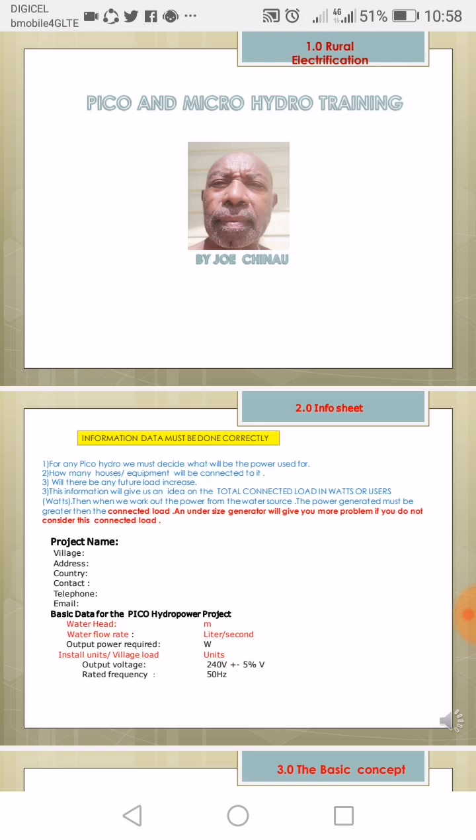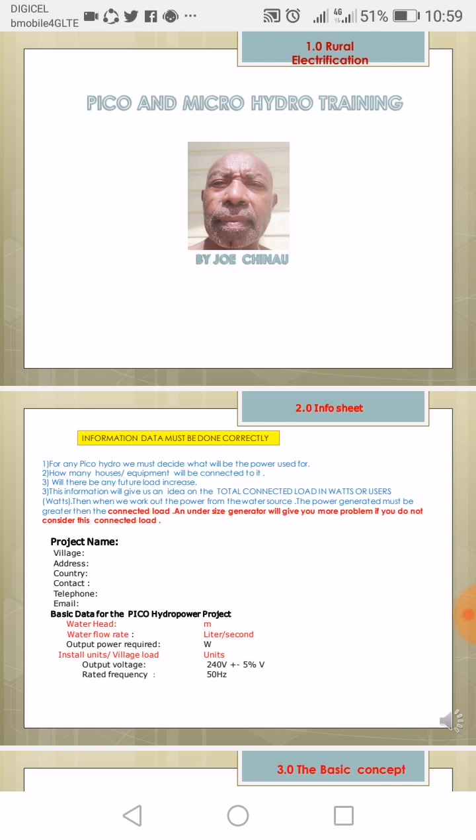Now with the total connected load, you may go to the water site when you want to put in pico or micro hydropower. You go to the site and measure two things: one is the water head, in meters, and the other is the water flow rate, in liters per second. Then the output power, the potential power, is calculated: how much power the water can give from the head and flow.